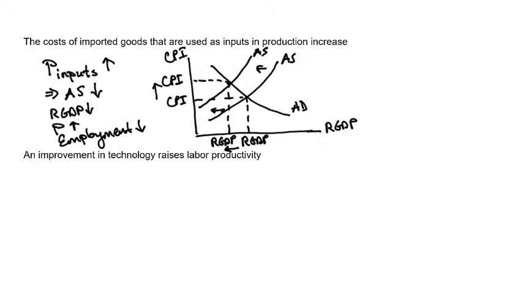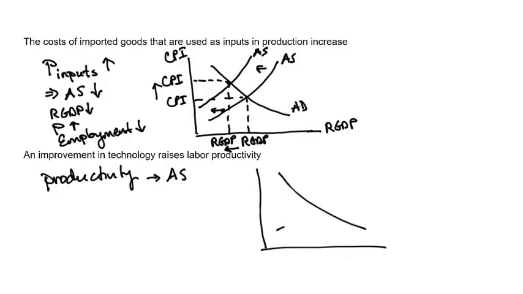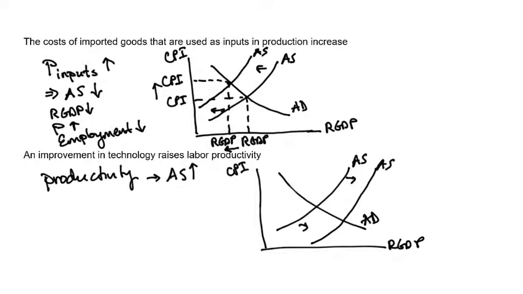An improvement in technology raises labor productivity. So in this case, productivity is increasing. We know that this is all about the cost of production, and this is affecting aggregate supply in the economy. So let's again put everything that we know. We have the AS and AD curves, real GDP, the CPI, and since productivity increased, our aggregate supply also increases. That is a rightward shift in AS.